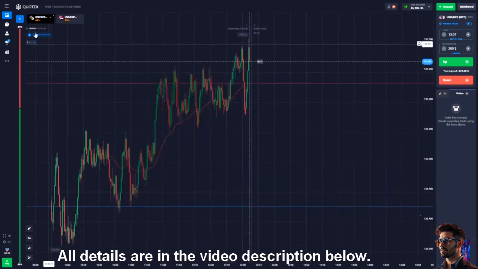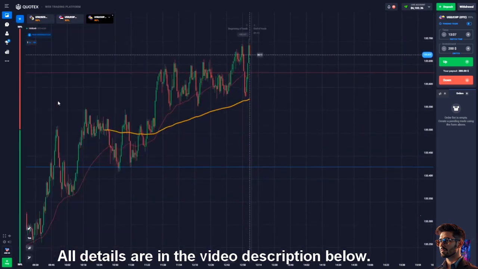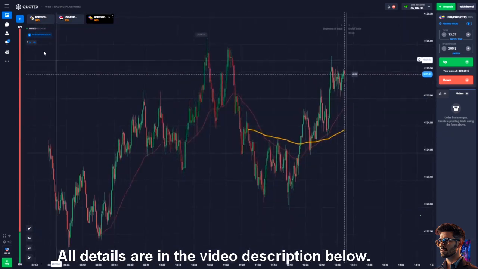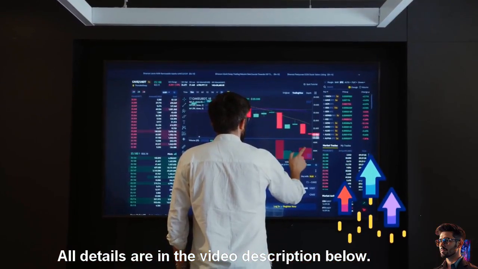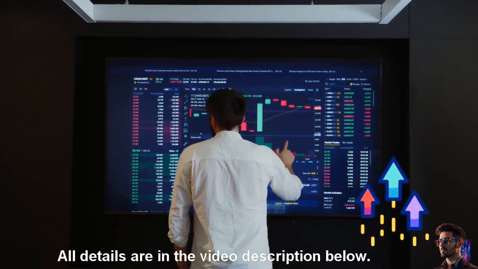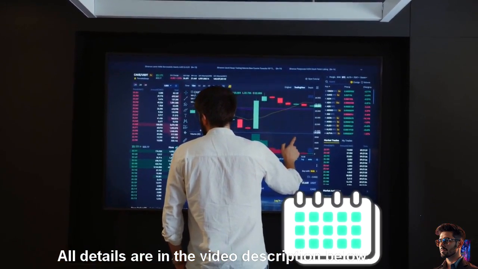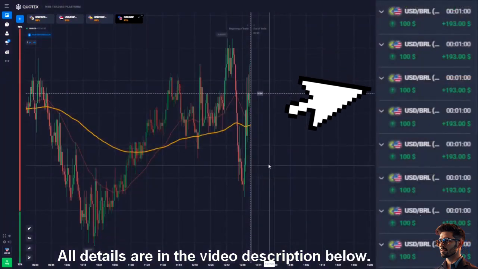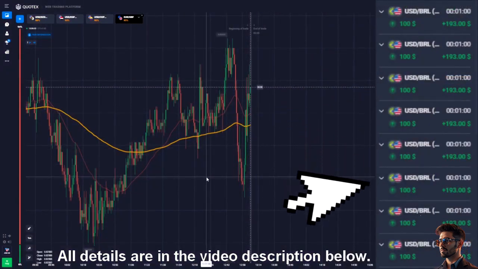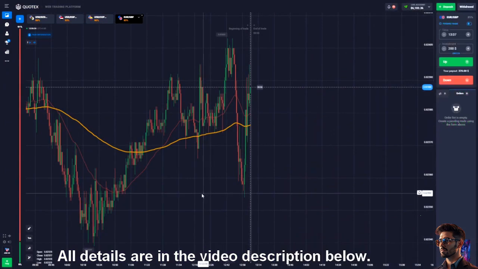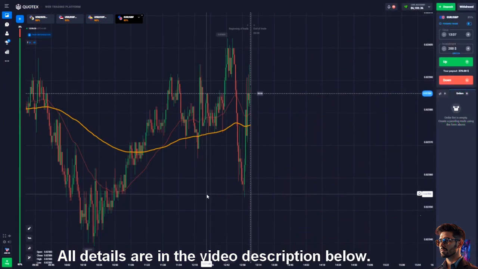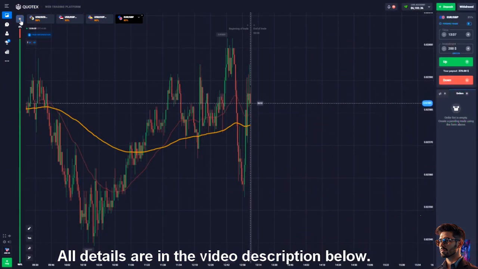Today's strategy is very amazing, and with the use of this strategy, you can make very good profit in the market. I have been using this strategy for a very long time, and I am in very good profit. So without wasting any time, let me quickly tell you about the indicator setup, and then we will begin taking the trades. Let's go with the indicator setup first.